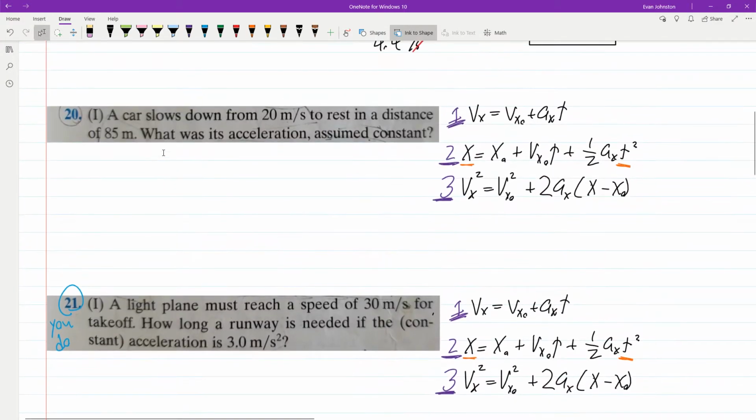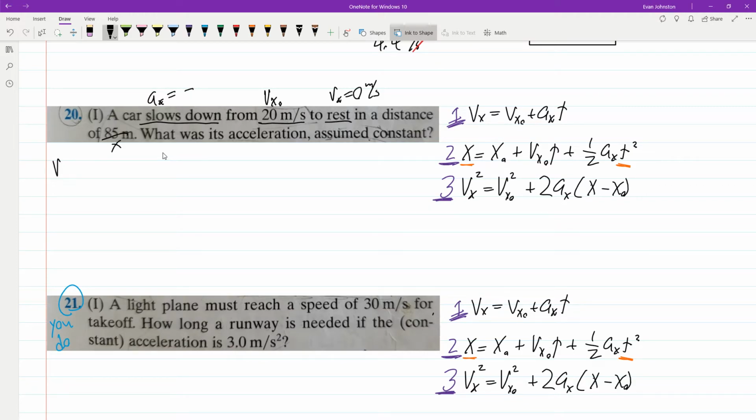So let's look at another one. A car slows down from 20 meters per second to rest. So that means it ends at 0 meters per second, right? And it's slowing down. So if it's slowing down, that means my acceleration is going to be a negative value. It's getting slower and slower. It's not going to be a positive acceleration. It'll be negative. So here's my initial velocity then, and they give me the distance, which is kind of neat.